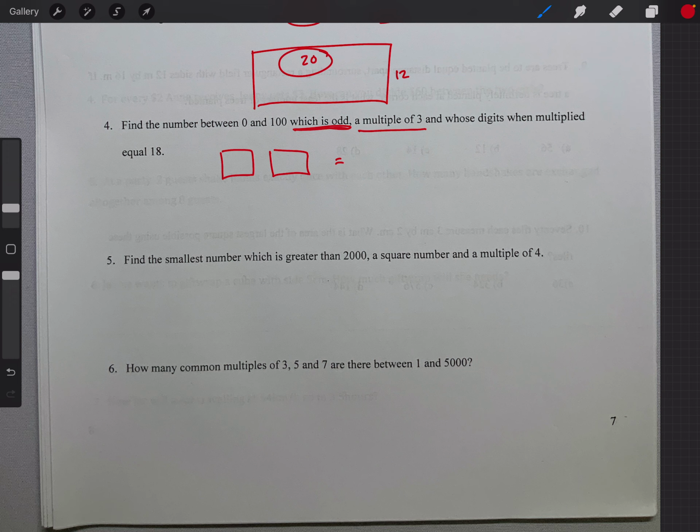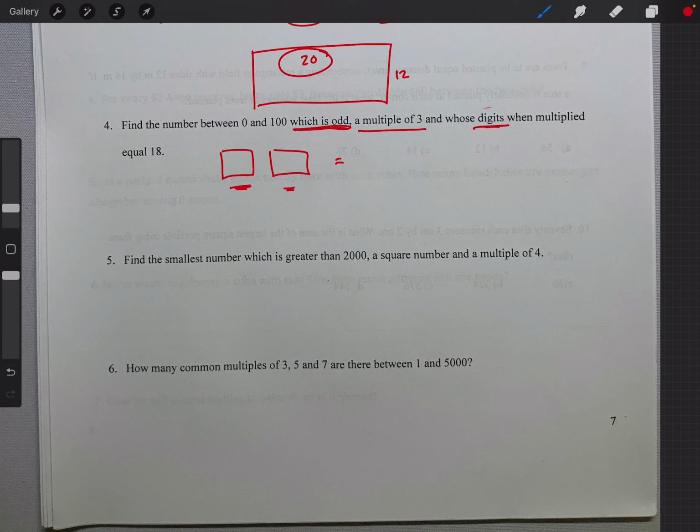Find the number between 0 and 100. That means that the number must only have 2 digits, right? It's between 0 and 100. It should have 2 digits because it says whose digits, plural. It can only have 1 digit or 2 digits, but since it's plural, we know it has 2 digits. So it looks like this.